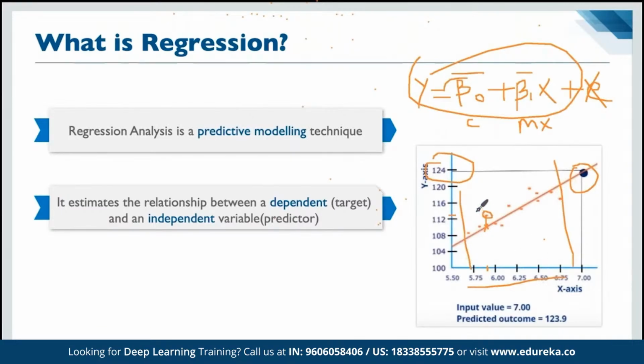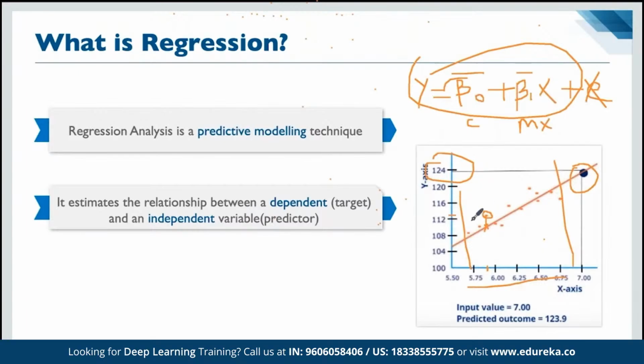Now this is simple linear regression because I just have two variables here. However, in reality, I'll have a lot of variables, and if there are 3 variables in total, where I have 2 x variables or 2 independent variables, then my equation will be beta naught plus beta 1 x1 plus beta 2 x2.